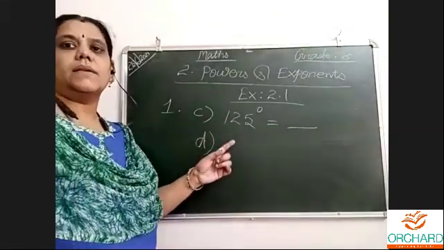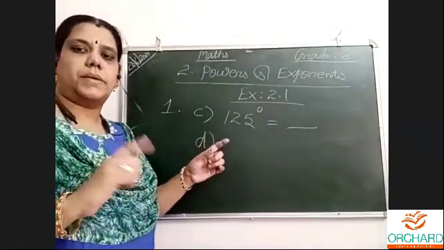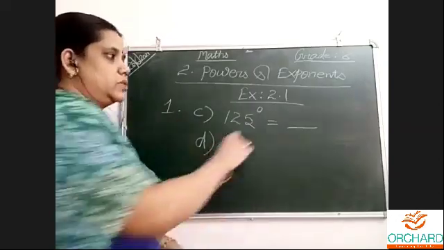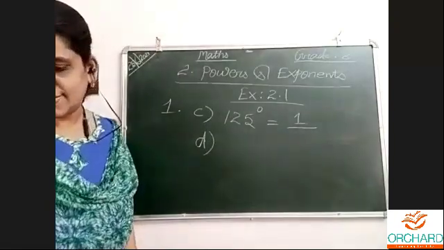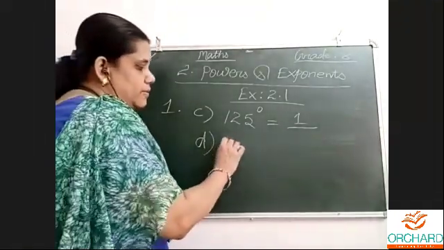So anything power 0, A power 0, B power 0, anything power 0 is 1. So the answer is 1. This is one sum. Okay. 2 power 4.